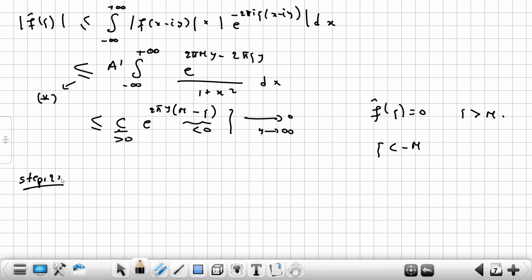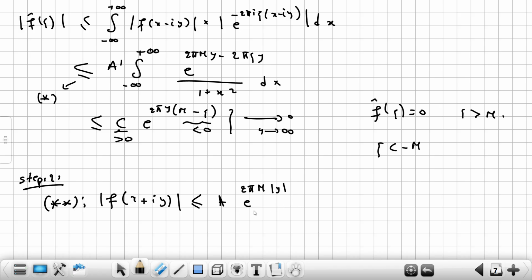In step 2, we will relax the condition star by assuming only that f satisfies double star, which is the modulus of f(x + iy) less than or equal to A e^(2πm|y|). This is still a stronger condition, in fact, than the main condition in the theorem, but it's weaker than star.